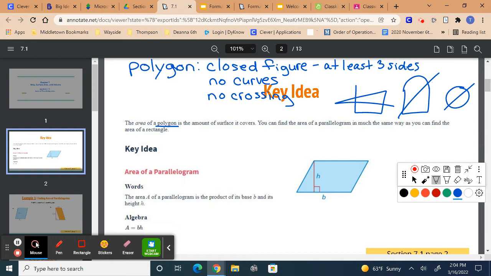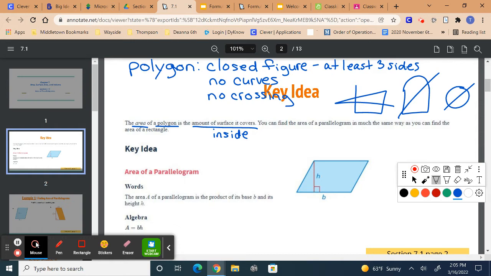So knowing that about a polygon, now we can figure out what they're talking about in this first sentence. The area of a polygon is the amount of surface it covers, talking about the inside. That's what they mean by area. I'm doing a lot of writing on my board, and you should be doing the exact same thing. The second sentence says you can find the area of a parallelogram in much the same way as you can find the area of a rectangle.